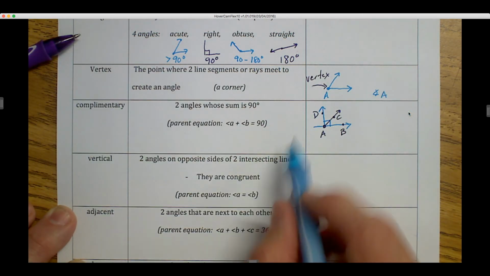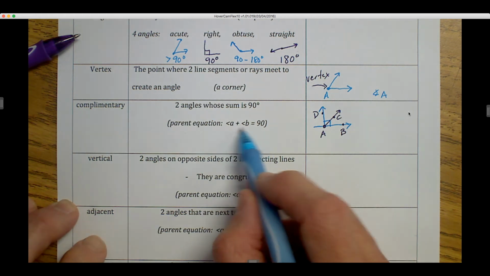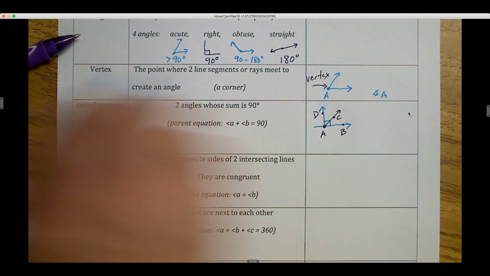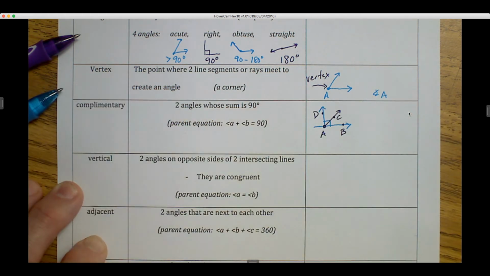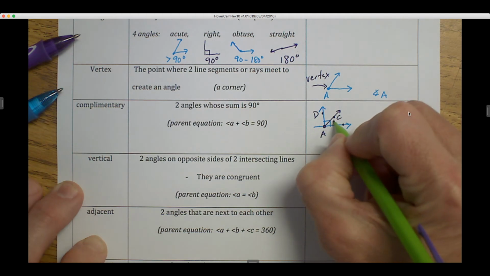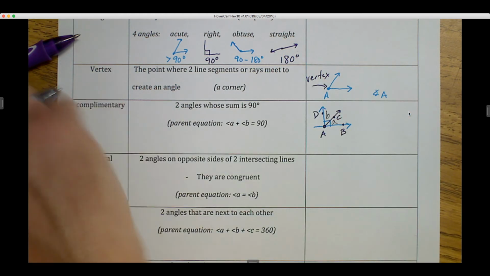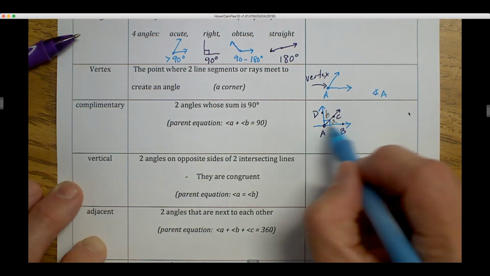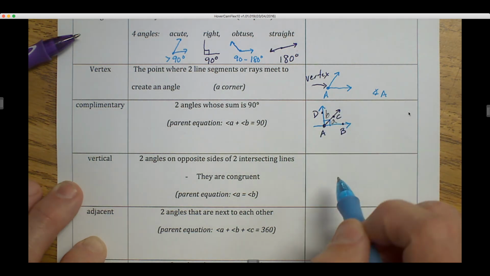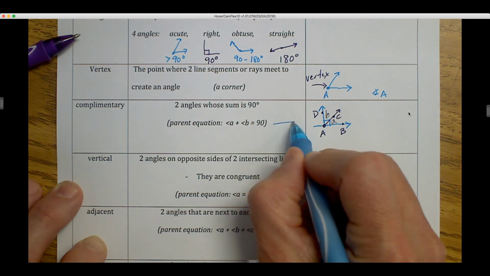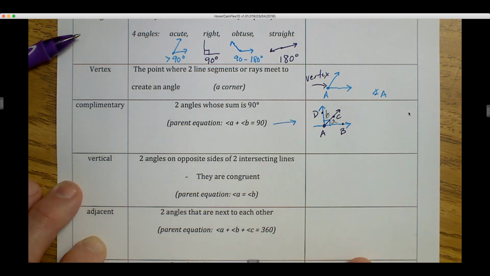And it says the parent equation is angle A plus angle B is 90 degrees. So we would have angle A here and angle B located here. And when you add this angle BAC with angle DAC, they would equal 90 degrees total. So again, your parent equation would be there.